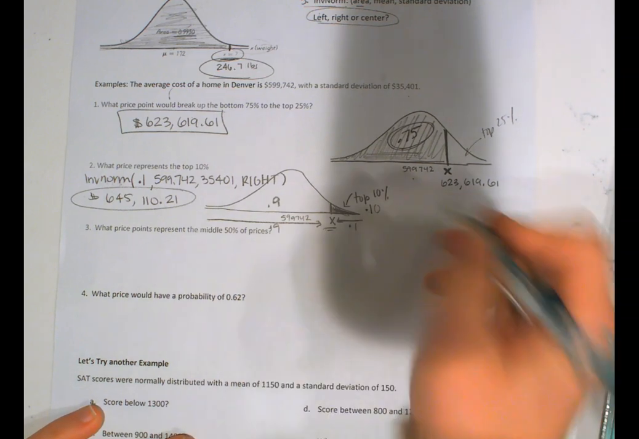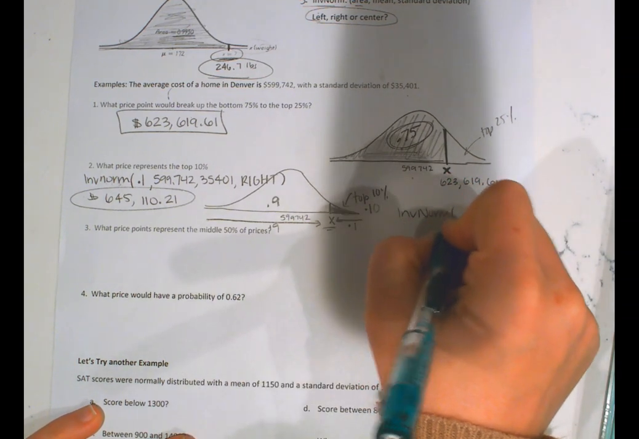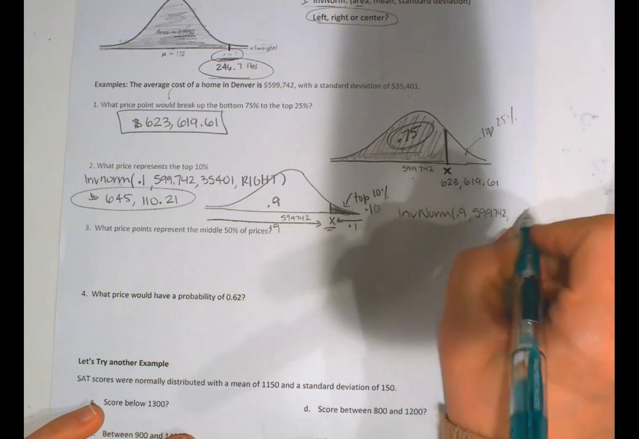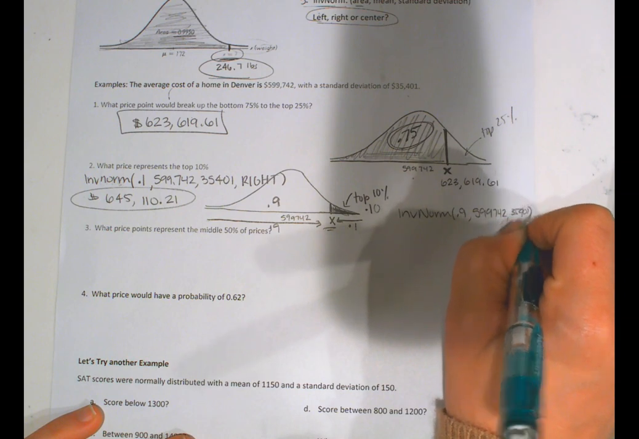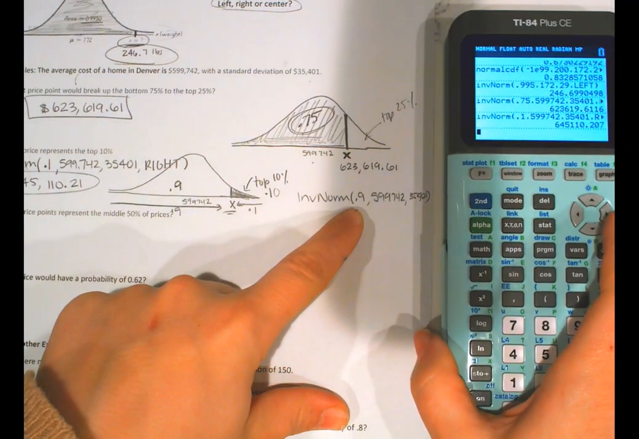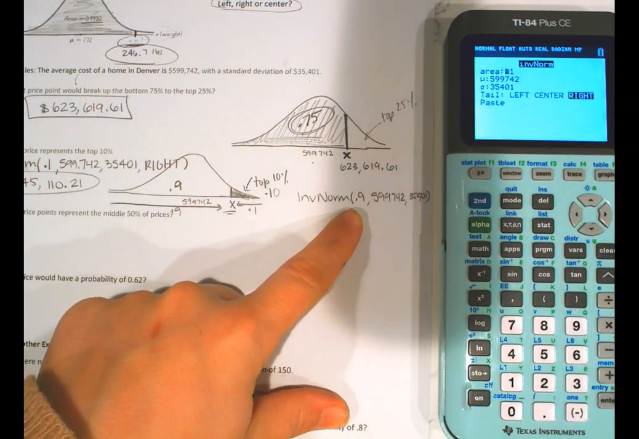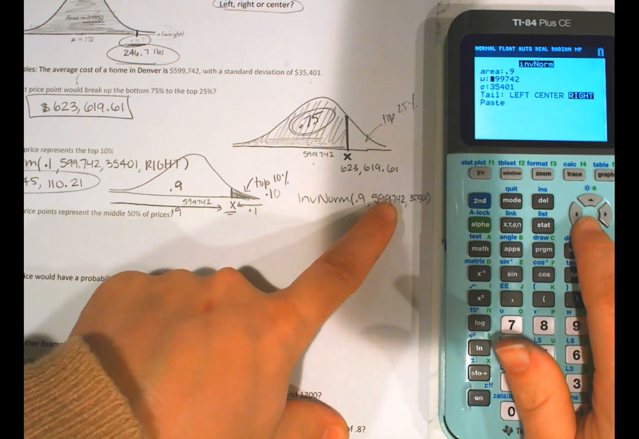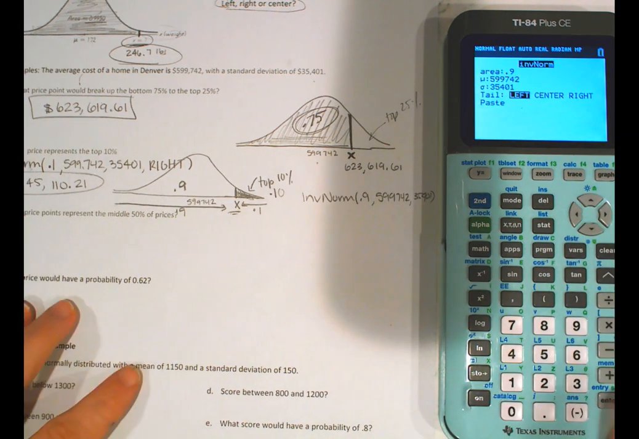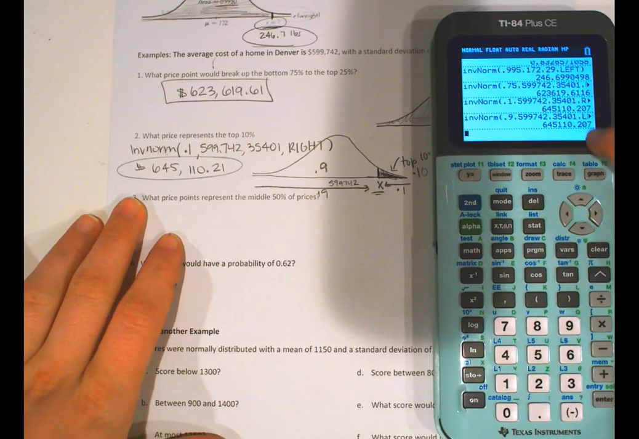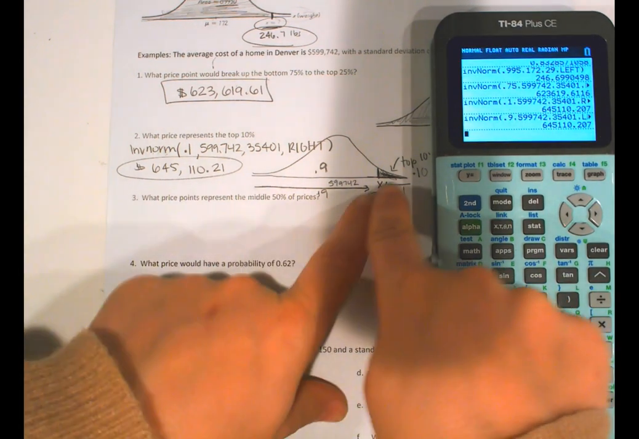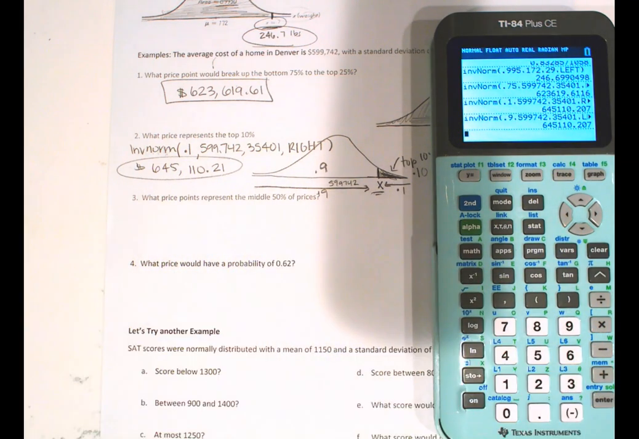So if I do invNorm of 0.9 using the same values for my mean and standard deviation, but now I'm coming from the left, I'm going to get the same X value. So now I'm using 0.9, same mean, same standard deviation, but I'm coming from the left. And if your calculator doesn't let you pick, it's always assuming left. If I solve, I get the exact same value because I just want a different route to get to the same location. So it doesn't matter which one I pick.